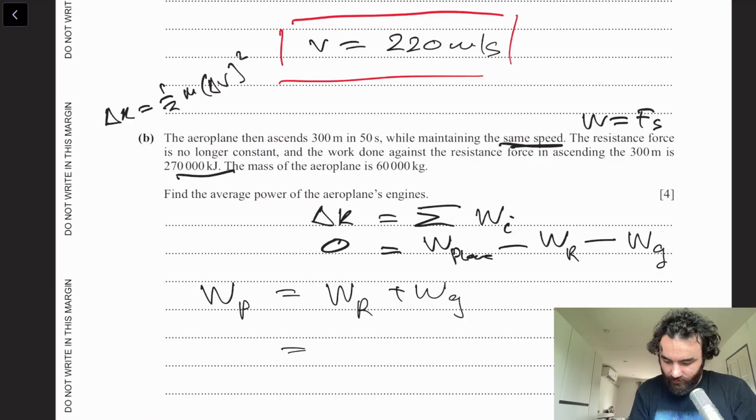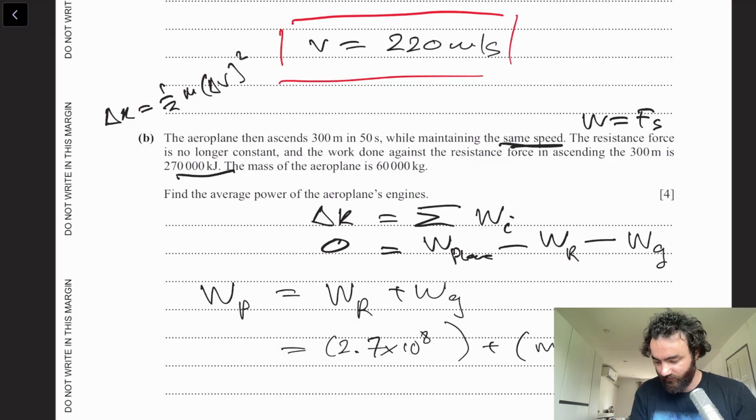The work done against the resistive force is just this. So 27,123 times 1,000. It's 1, 2, 3, 4, 5, 6, 7, 8. So this is 2.7 times 10 to the 8 joules, plus the work done to overcome gravity, which will be mg, the force, weight, times the displacement. And it's ascending 300 meters.